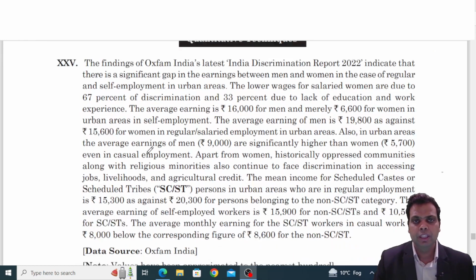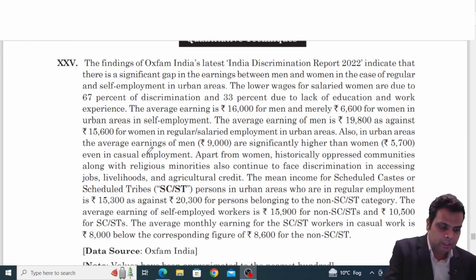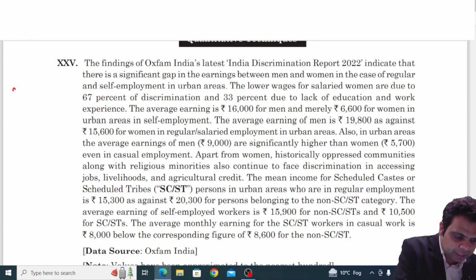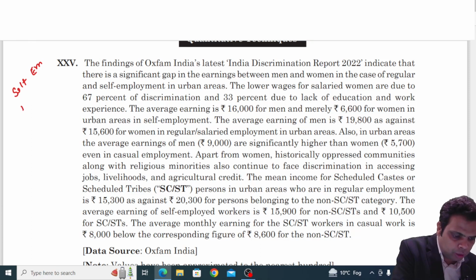The average earning is 16,000 for men and nearly 6,600 for women in urban areas. Now you can see that self-employment data is given. The data is given in urban areas. Let the number of men be M. The average earning is 16,000. For women it is given, the average earning of women is 6,600.